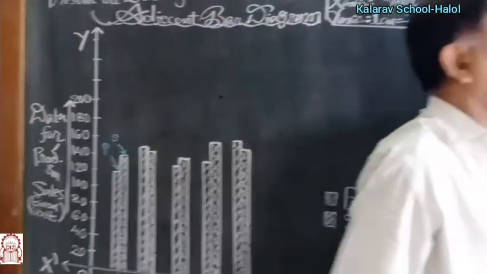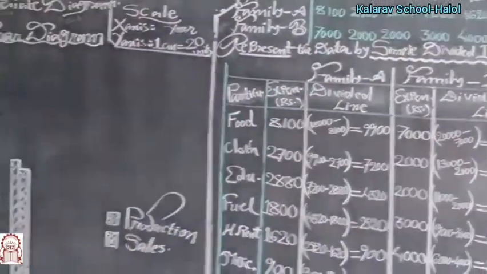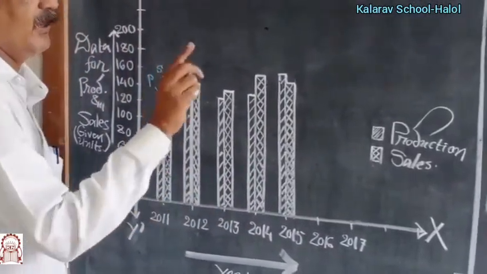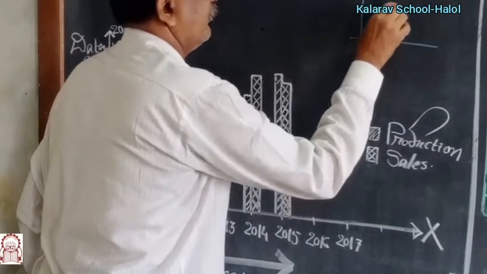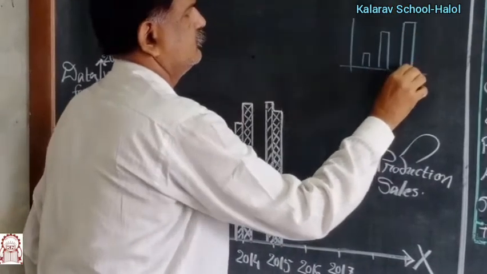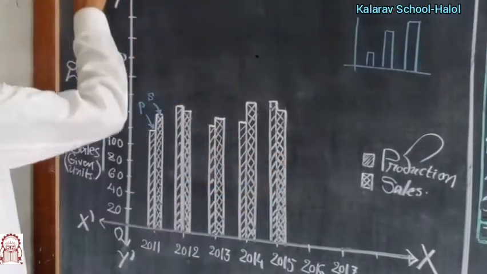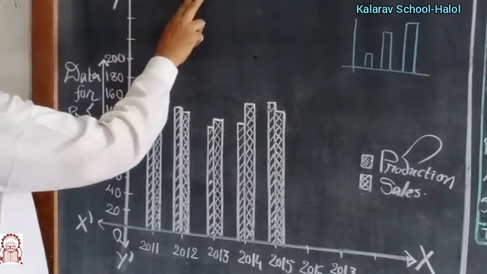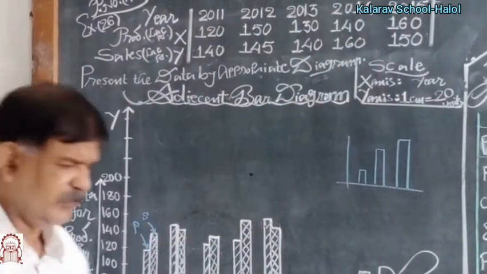Therefore, the bar diagram is only the simple bar diagram, and the adjacent bar diagram means two columns are taken together. In the bar diagram, only one column is there; it is only single. And if two columns are taken together this way, production and sale, then the adjacent bar diagram is the appropriate diagrammatic representation of the given data.